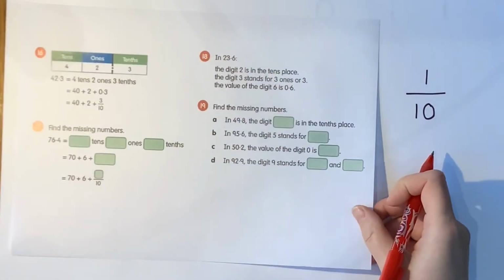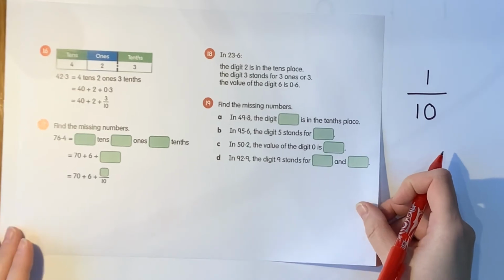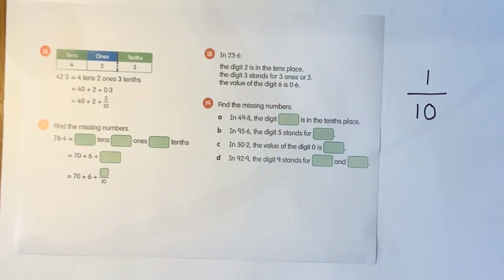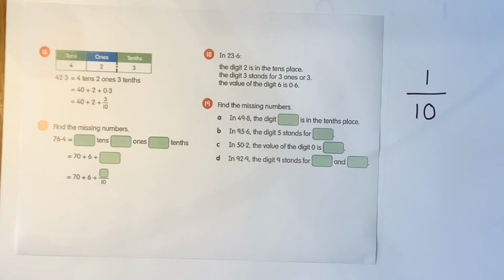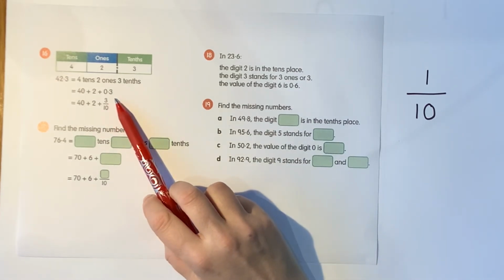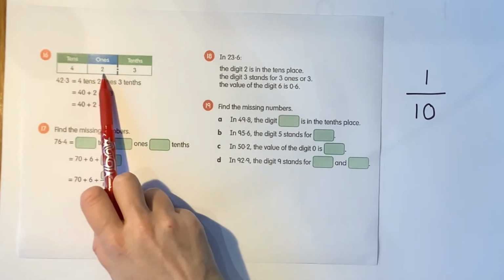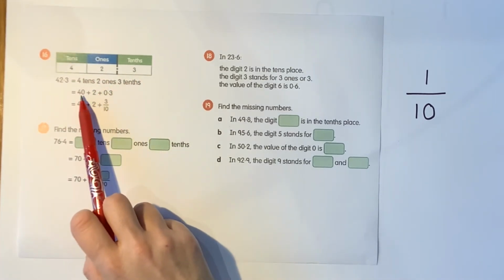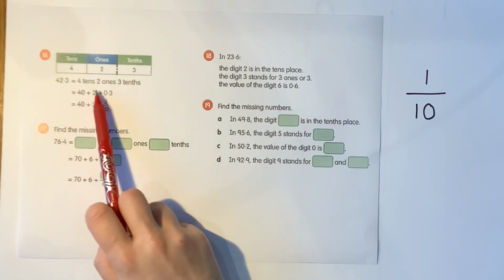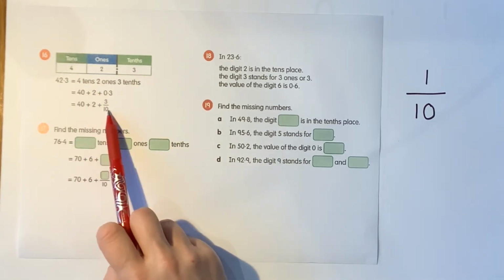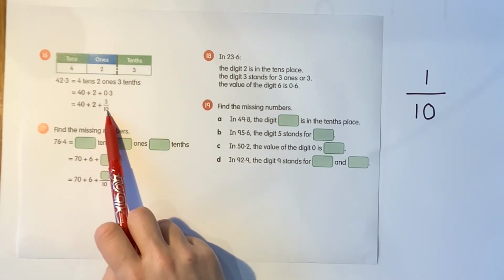Okay, last one then. So have a go at this one. Anything you're unsure of, unpause and I'll go through it. This is our last little bit of practice and then you can have some independent work. Okay, so the first is just showing us how we might write something. So 42.3 is 4 tens, 2 ones and 3 tenths, which we could partition into 40, 2 and 0.3, or we could put the 0.3 as a fraction as 3 tenths.